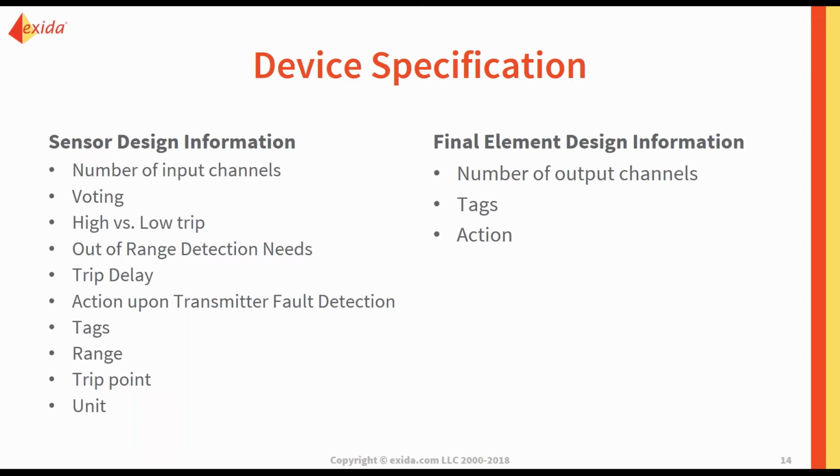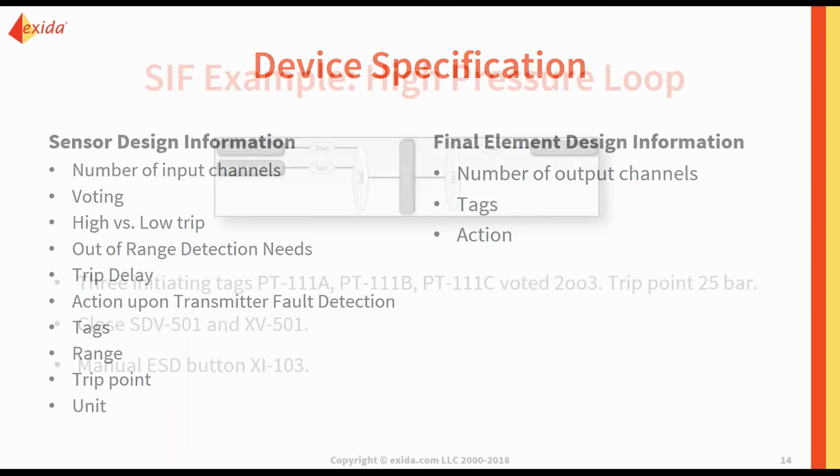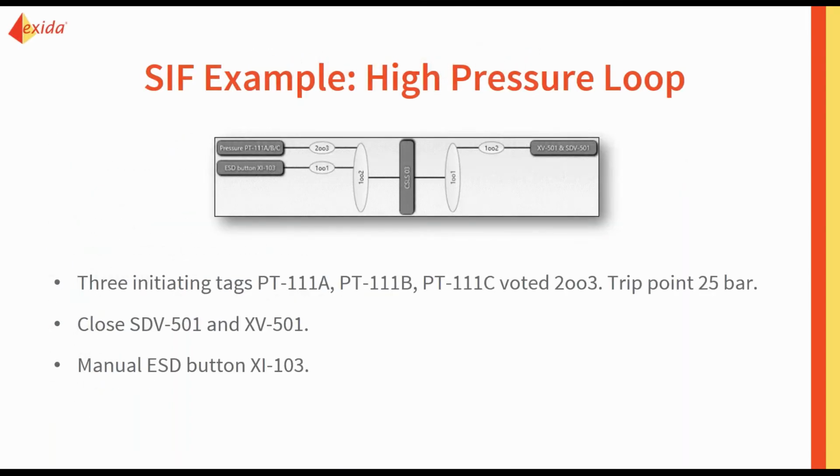For the final elements, there's a little less information, but it's just as important. You have your number of output channels, again, your tags, and your action that your final element is supposed to take. And we found while doing this, the structure of Silver and the structure of the application program is pretty similar. So let's take one SIF for an example.